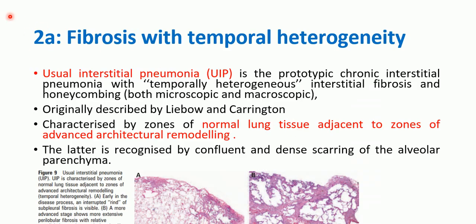So what is the sub-pattern? The sub-pattern is fibrosis with temporal heterogeneity. UIP is the prototype of this entity, standing for usual interstitial pneumonia, and there is temporal heterogeneity. What does that mean? That there are zones of normal lung tissue adjacent to zones of advanced architectural remodeling. So there is a normal zone along with a certain zone of lung which is showing fibrosis. Initially there is subpleural fibrosis, which later on becomes more advanced, and there is a lot of fibrosis with centrilobular sparing.